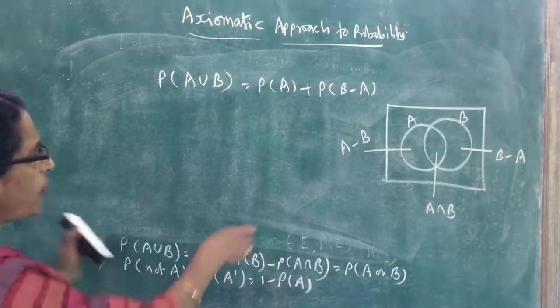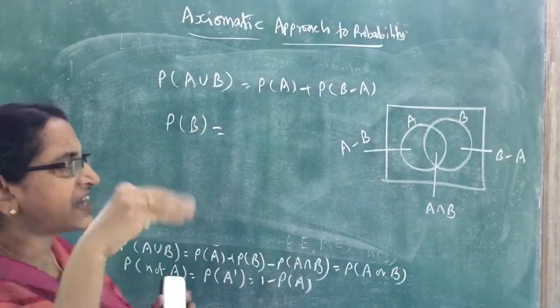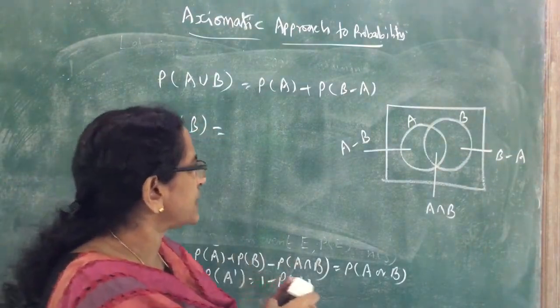Now we know what is probability of B. Probability of B equals, we know B is the union of what?